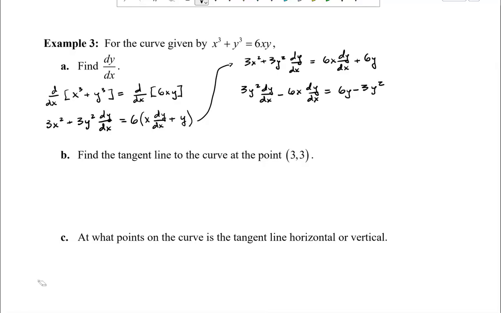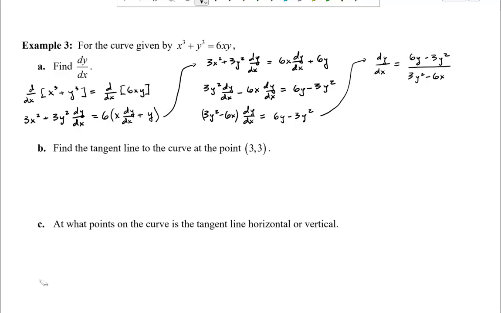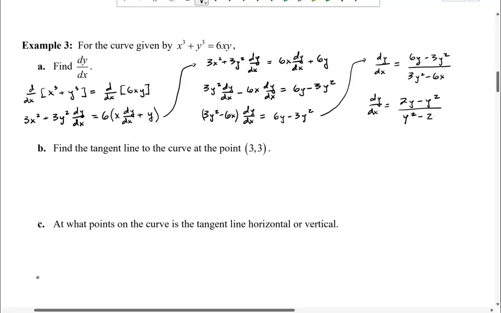Now factor out the dy dx. Now we divide by this factor here. And finally, we can notice that every term can be divided by 3. And there it is.